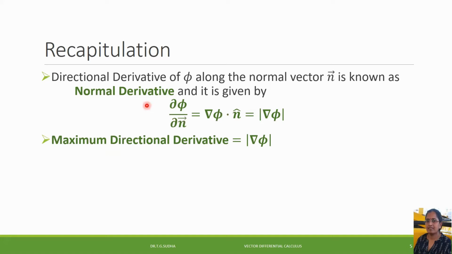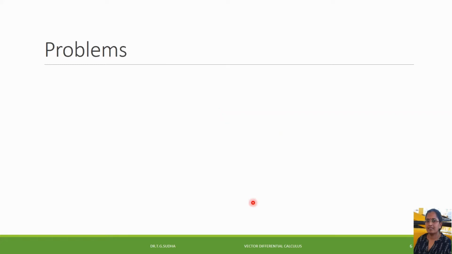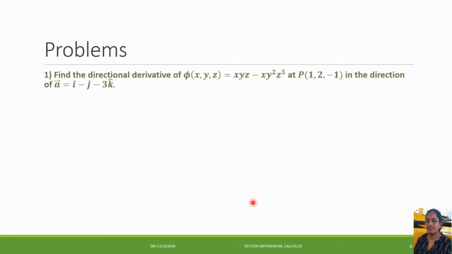So in problems, if they ask normal derivative or maximum directional derivative, both are one and the same and they are equal to magnitude of del phi. Angle between any two vectors A and B making an angle theta between them is given by cos theta is equal to A dot B, that is the scalar product of A and B divided by magnitude of A into magnitude of B. Let us begin with problems.